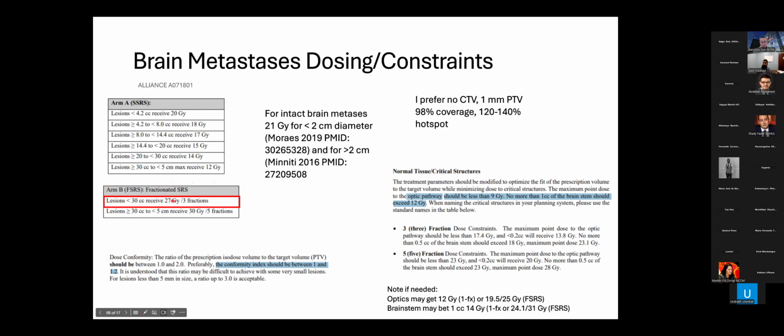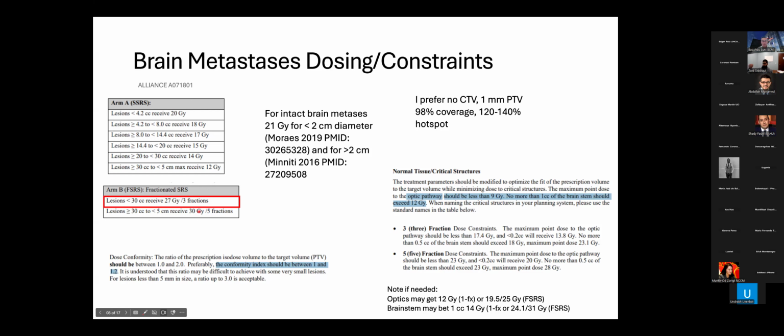That uses 27 gray in 3 fractions as the preferred approach. I use 27 gray in 3 fractions for almost all of my cavities, but the Alliance trial recommends that if the lesion of the cavity target is greater than 30 cc's, to actually use even more fractions, which is 30 gray in 5 fractions. There's no clear evidence that this improves outcomes beyond 3 fractions, but that is what the current protocol recommends.